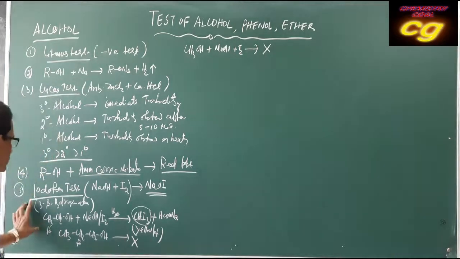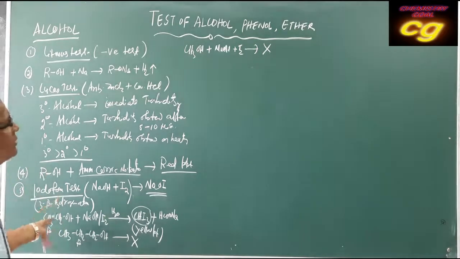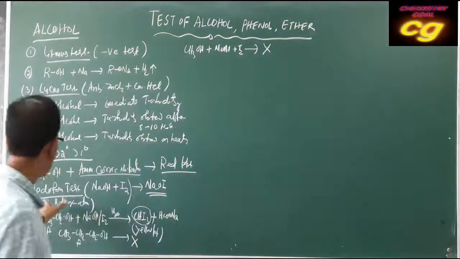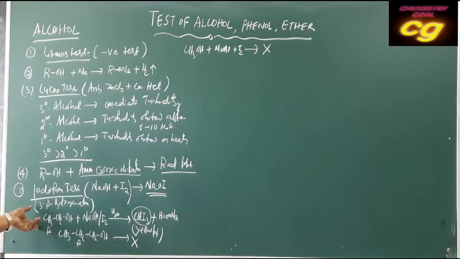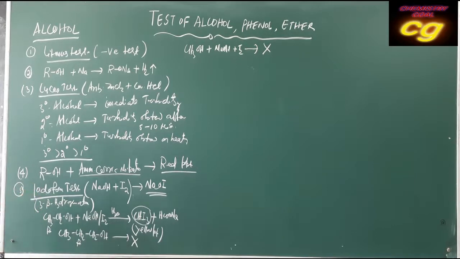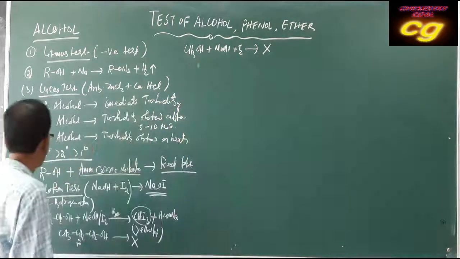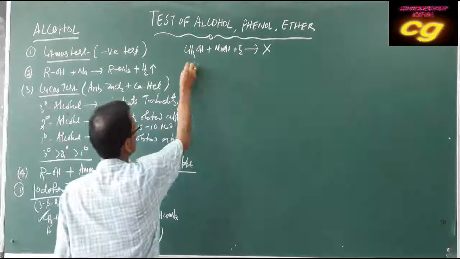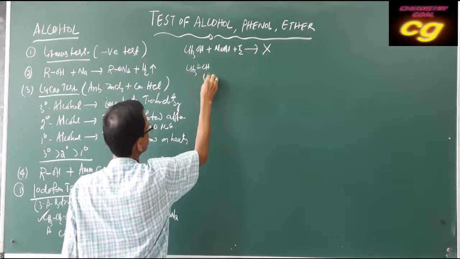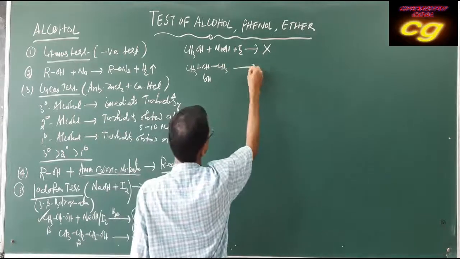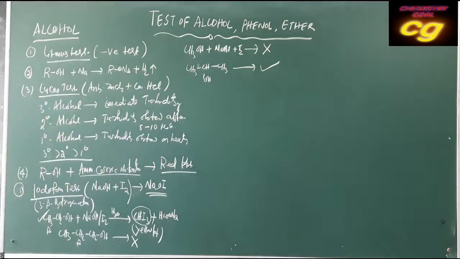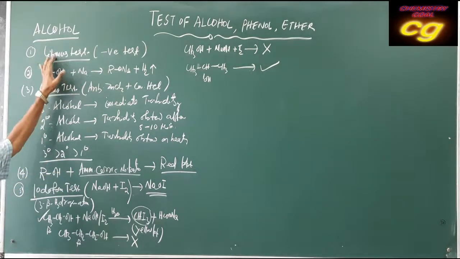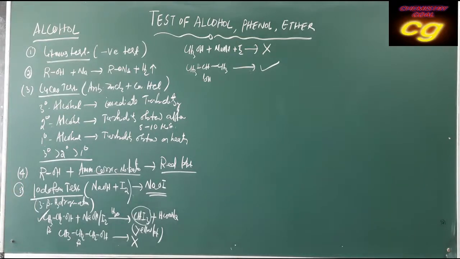So an alcohol having 3 beta hydrogen atoms gives the haloform test. This is important for distinction: methanol will not give the haloform test, but ethanol will. And 1-propanol will not give, but 2-propanol will give the same result, a yellow precipitate. So the haloform test, ceric ammonium nitrate test, Lucas test, sodium metal test and litmus test are very important distinctions.